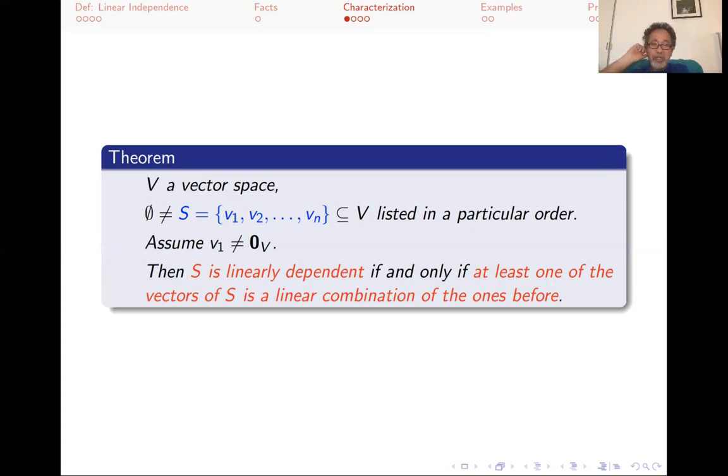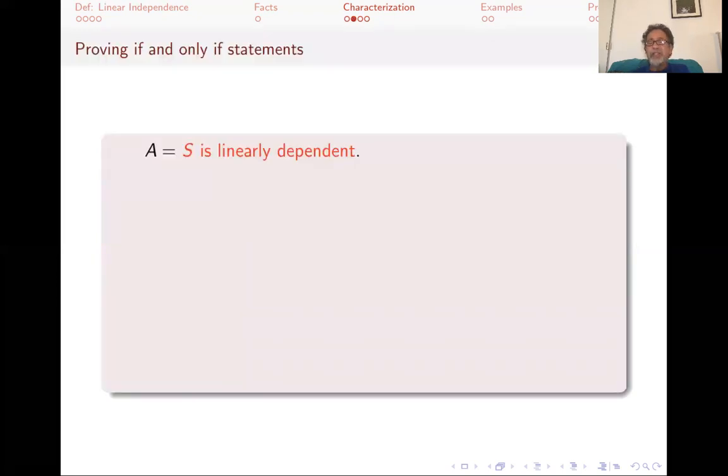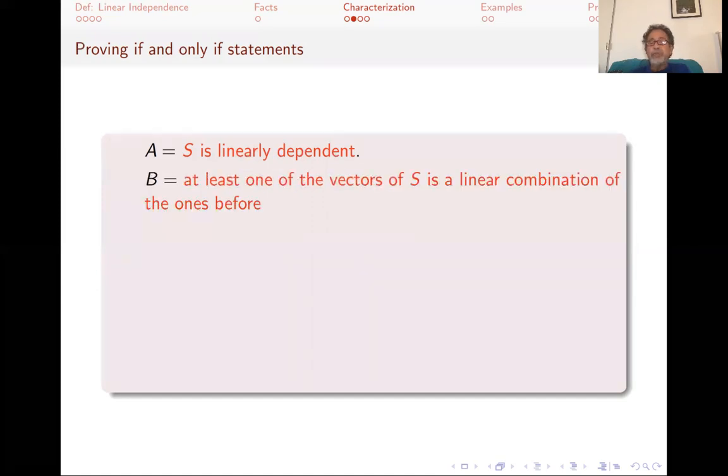So before we start on the proof, let me say just a couple of words about what that means. We have the statement S is linearly dependent. Let's call that statement A. We have another statement B, that at least one of the vectors of S is a linear combination of the ones before. These are two statements. Neither one of them is always true or always false. The theorem is not telling us that A or B are true or false. What the theorem is telling us is that A is true if and only if B is true. The way we write that is with this if and only if sign. A if and only if B. This double arrow is a notation for A if and only if B.